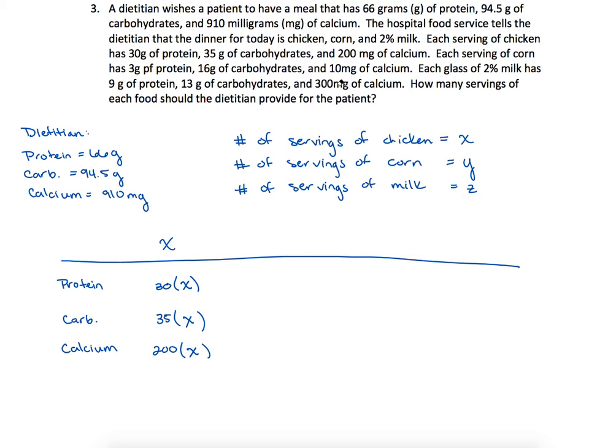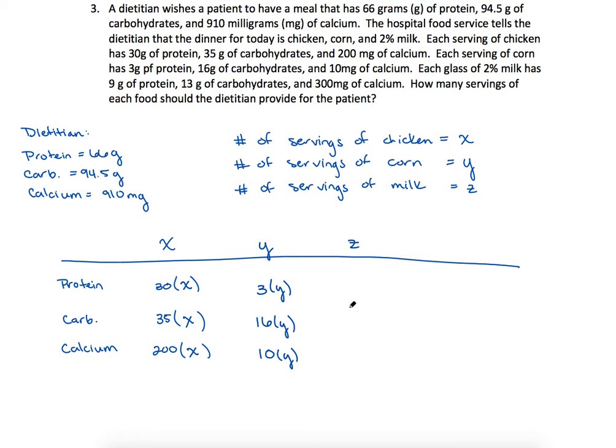Okay? All right, now let's take a look at what's in a serving of corn. So in 1 serving of corn, there are 3 grams of protein, 16 grams of carbohydrates, and 10 milligrams of calcium. But same thing, assuming that we give the patient more than 1 serving, we would take the number of servings and multiply it by however many grams of each nutrient is in that food item. Okay, so you're already seeing a pattern.